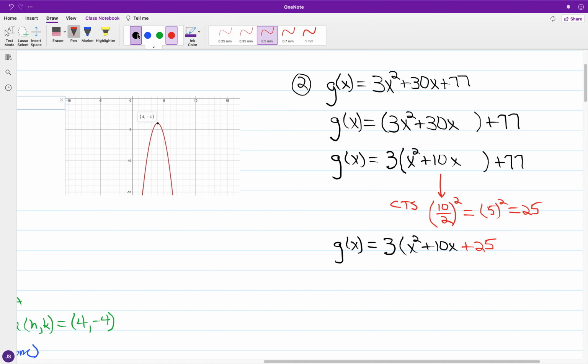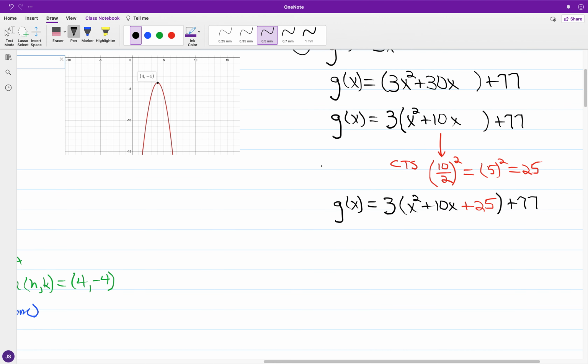We have plus 25. We have plus 77, and I'm going to have to make an adjustment at the end because before adding 25, everything was level with 3x squared plus 30x plus 77. But with 25 added in, I'm adding not just 25, but 25 multiplied by the leading coefficient, in this case 3. So 3 times 25 is 75, with the domino effect created.